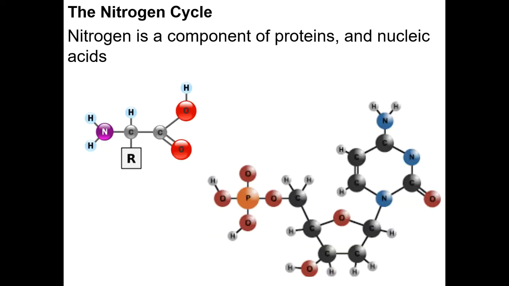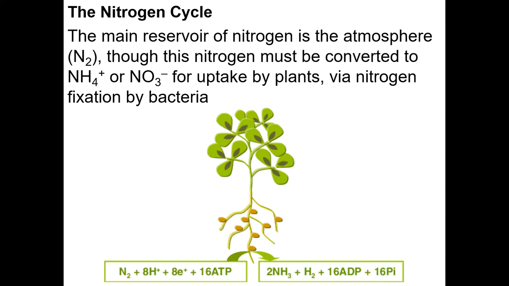Okay, nitrogen cycle. Nitrogen is really important in proteins and nucleic acids, and so if you have plenty of carbon dioxide to do photosynthesis, but you don't have enough nitrogen to make your proteins and your nucleic acids, then if you're a plant, you're not going to be doing more photosynthesis because you won't have enough DNA to do more mitosis or enough proteins to do your life functions. So the main reservoir for nitrogen is actually the atmosphere.